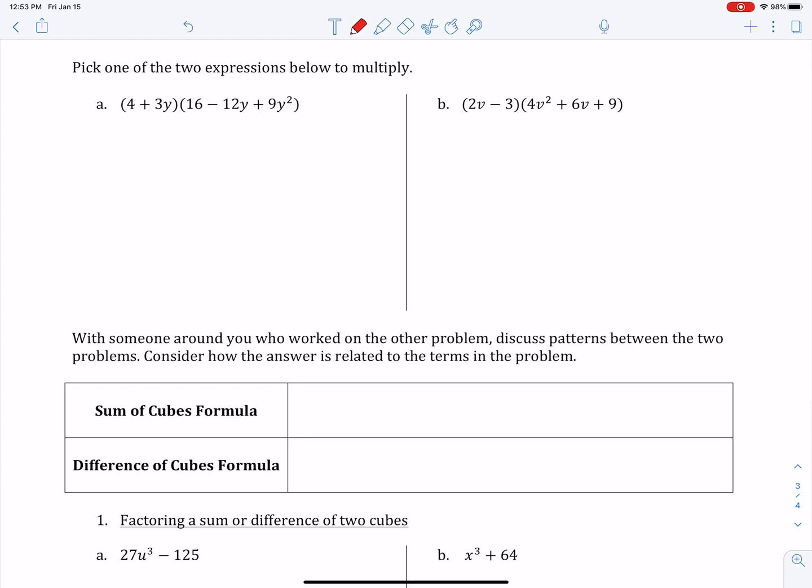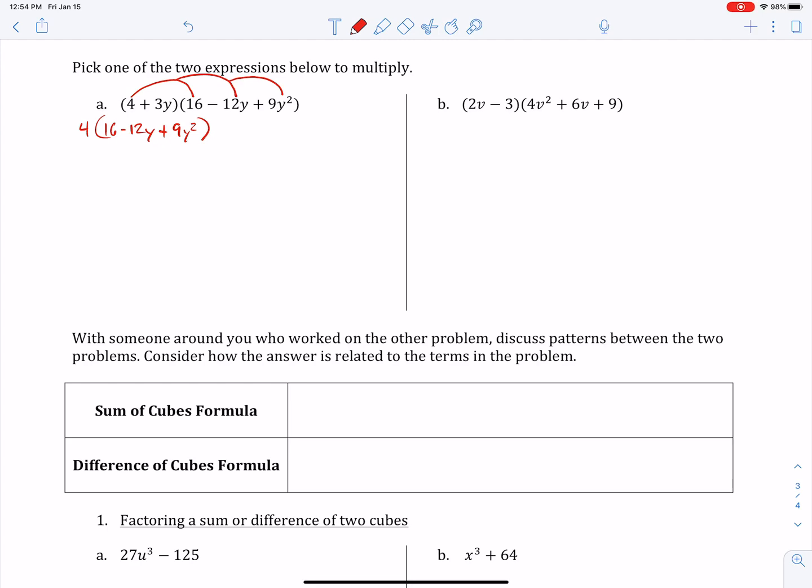So the first step we want to do is look at what we have. So we have 4 plus 3y, and then 6 minus 12y plus 9y squared. And it's telling us to multiply. Well, we want to use the distributive property here. So we're going to multiply 4 times the 6, 4 times the negative 12y, and then 4 times the 9y squared. So let's go ahead and do that. And I'll do it long form just so you know what I'm talking about. 4, and then we'll have 16 minus 12y plus 9y squared.